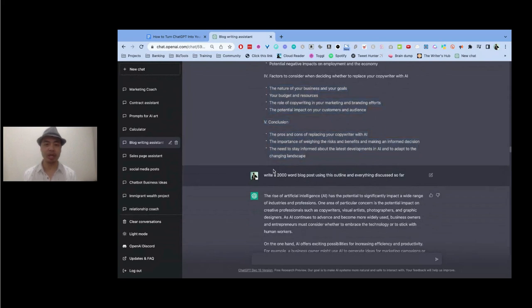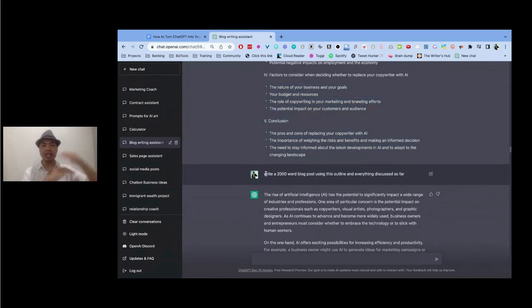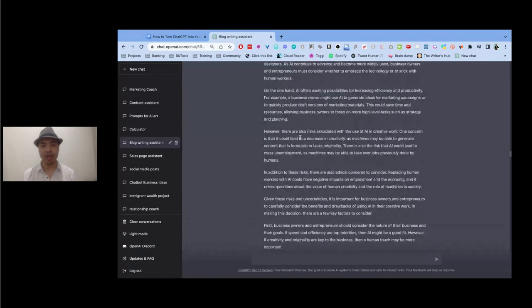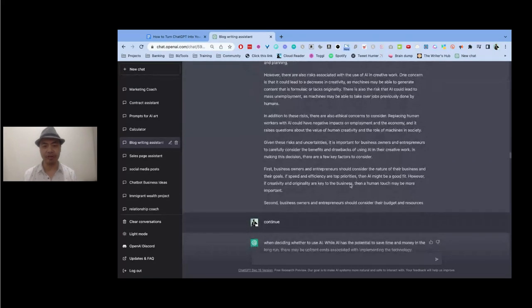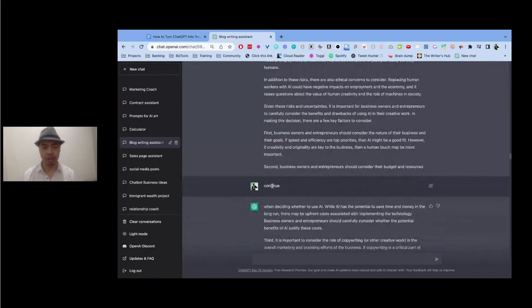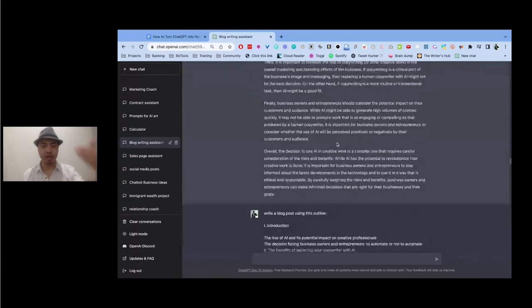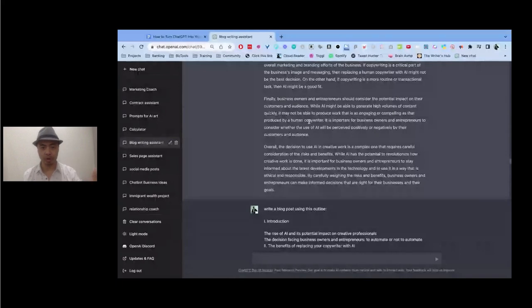And then here is where I ask it to write, given that it's done headlines, it's given us an outline. I've said, okay, now using that, write a 2,000 word blog post using this outline, and everything discussed so far. And then it went and started doing that. Okay, as I mentioned, it cut off at around 500 words. So then I had to put in a prompt, which was continue, and it continued with expanding on that particular blog post, right?